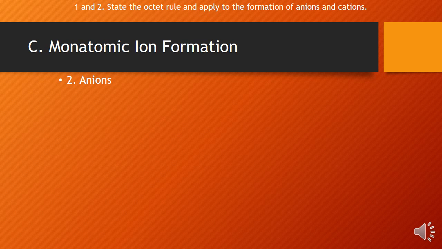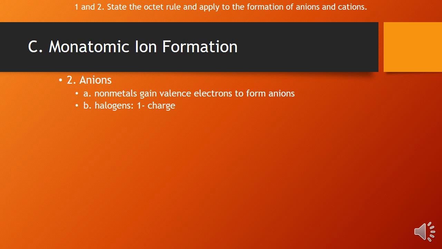Now let's consider anions. Recall, anions are negatively charged ions. These are formed by nonmetals. Nonmetals will gain valence electrons to form their anions. Let's take a look at the halogens. Recall, halogens would be in group 17. These are going to be elements that form ions that have a 1 minus charge. Let's consider fluorine.